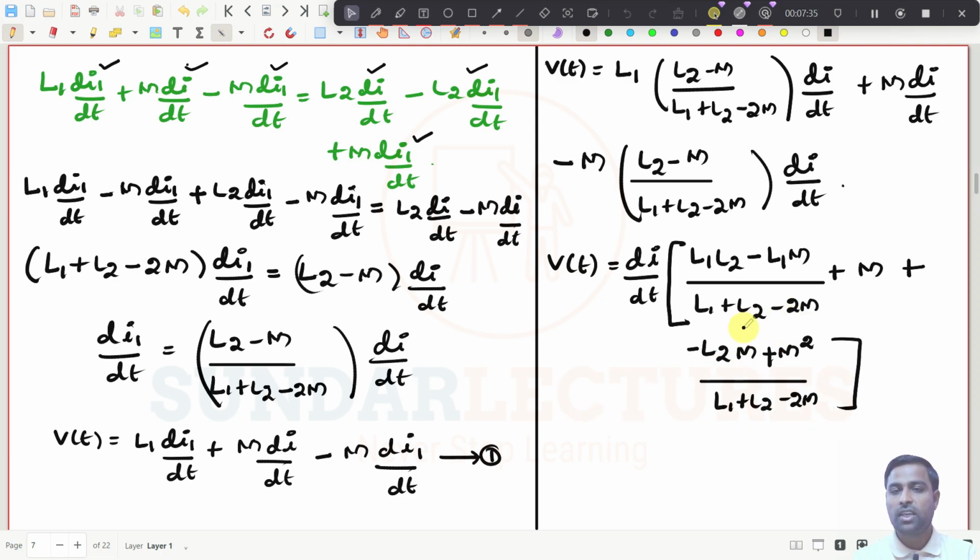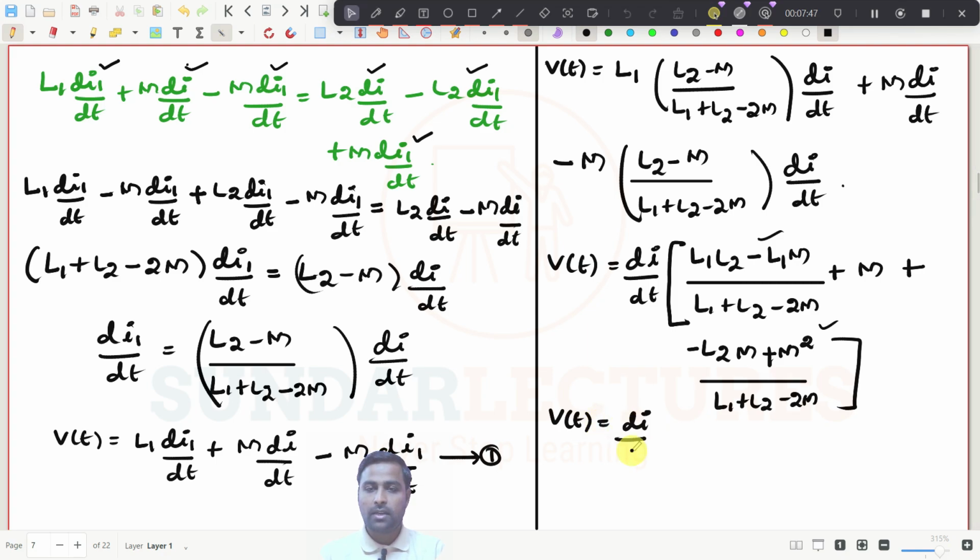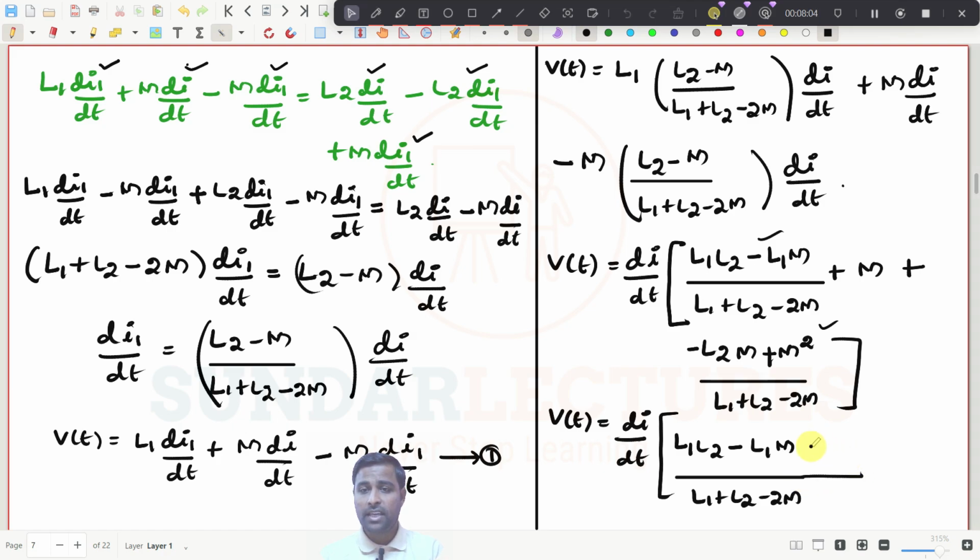So this term. Now you see the common terms, this term and this term has a common denominator. So I can write like this, right? So it is di by dt. This common term, this is L1 plus L2 minus 2M, and I can write these two terms, L1 L2 minus L1 M, and then here minus L2 M plus M square, right? Then this value will be plus M, right?